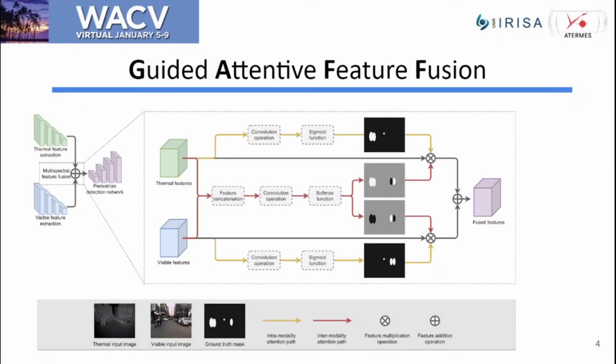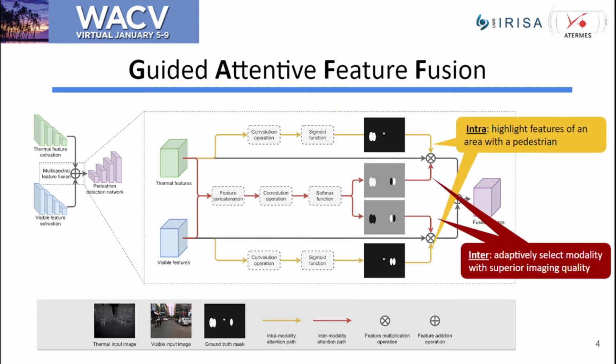In this paper, we propose a novel and fully adaptive multispectral feature fusion approach named Guided Attentive Feature Fusion. It consists of two components: intra-modality attention module and inter-modality attention module. The former highlights features of an area with a pedestrian, the latter adaptively selects the modality with superior image quality.